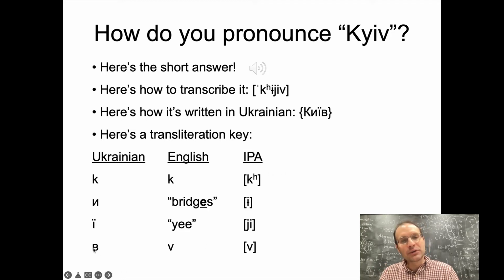And then this, which looks like kind of an uppercase B but smaller, is the way they write a V in Ukrainian. So the same sound that we would write with a V letter, that's just V. So it's Kyiv, Kyiv.